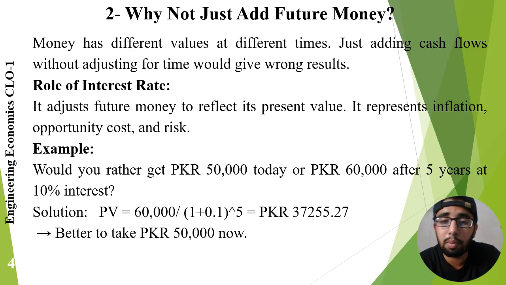Let us consider the example shown on the slide. Using a discount rate of 10%, the present value becomes approximately 37,000 rupees. This means that receiving 60,000 rupees after 5 years is economically equivalent to receiving approximately 37,000 rupees today. Since 50,000 rupees today is worth more than 37,000 rupees, it is the better choice. Project managers use this type of analysis frequently when evaluating future project benefits. A project may promise large future savings, but those savings must first be converted into present value before making a decision.